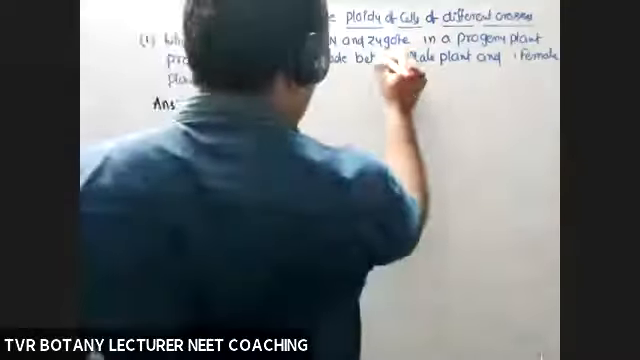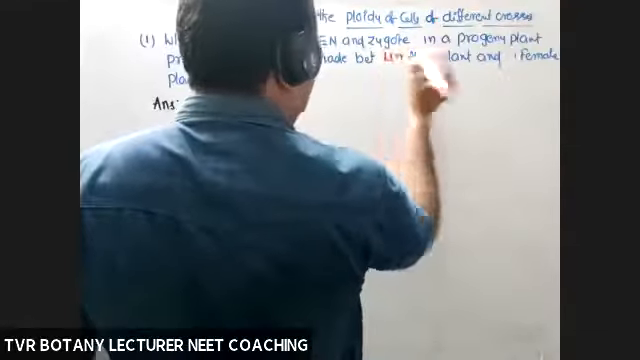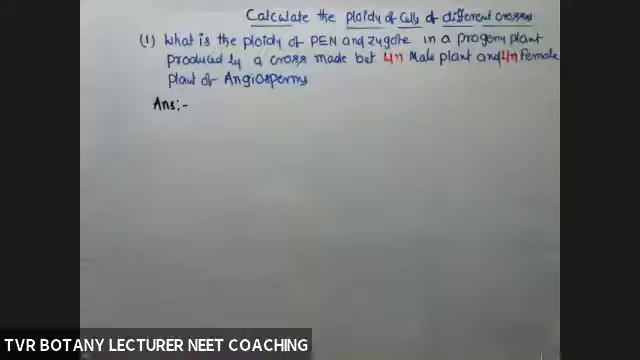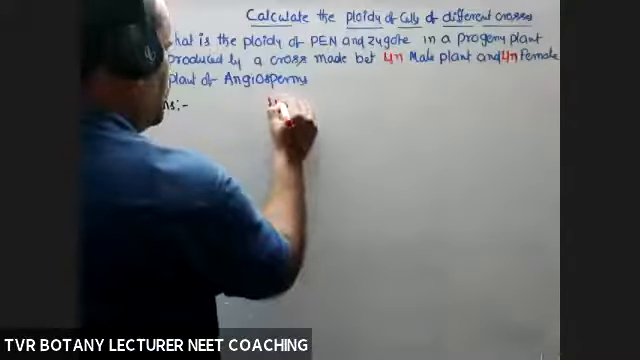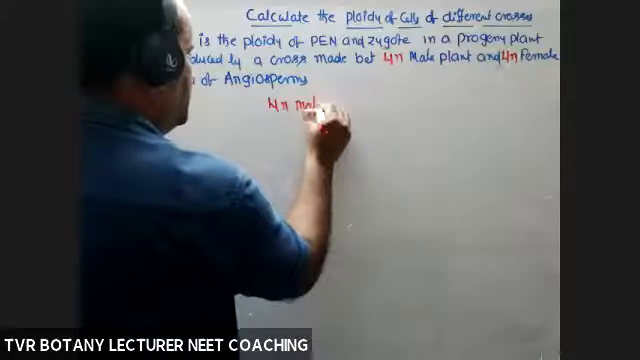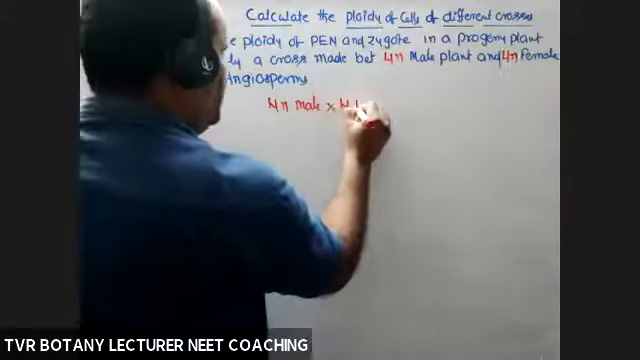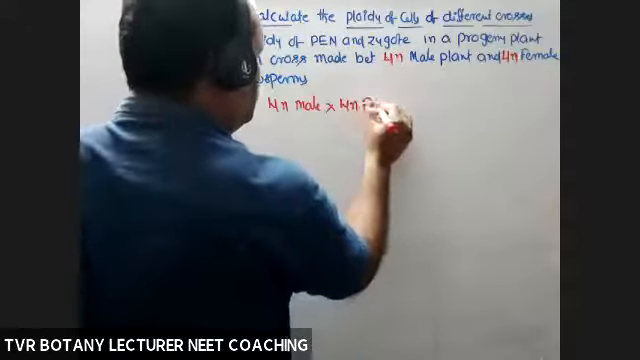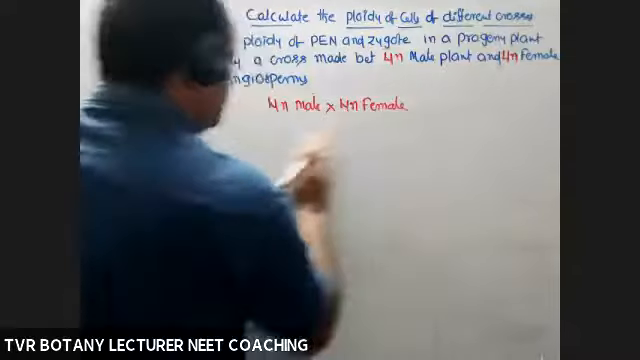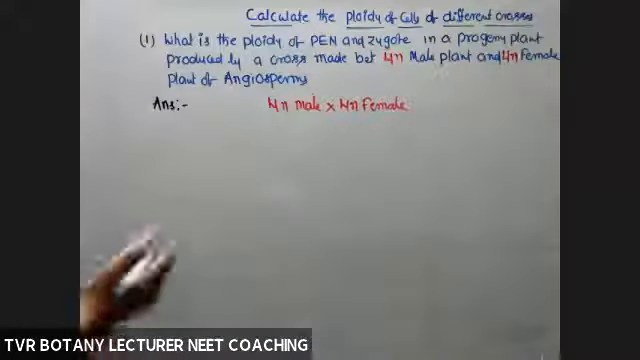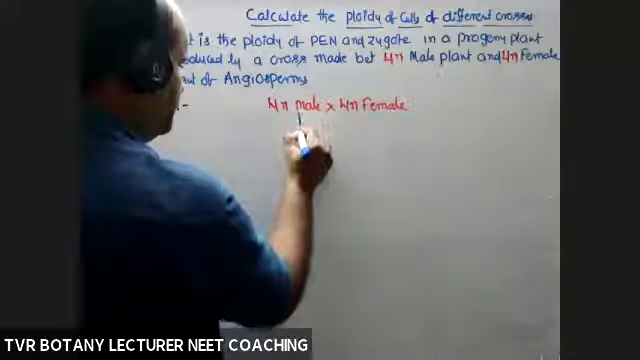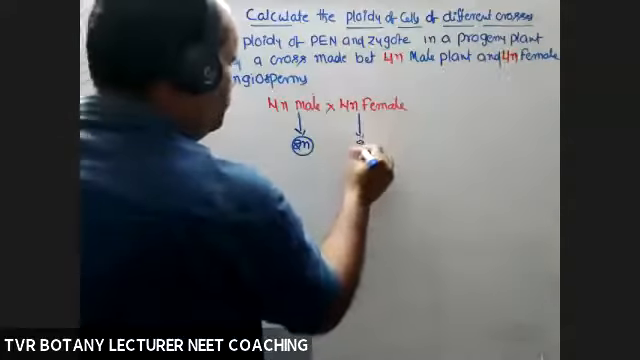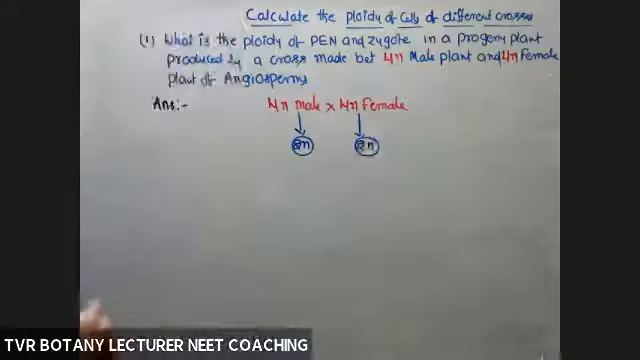Now, 4N male crossed with 4N female. 4N, 4N. So 4N male with 4N female. Okay, so both are with the same ploidy. Definitely diploid. Here also diploid gametes.